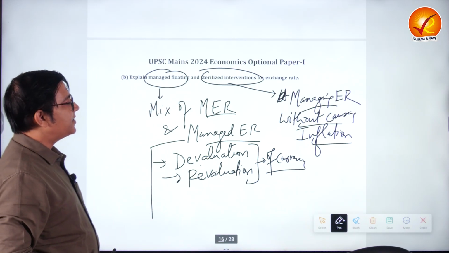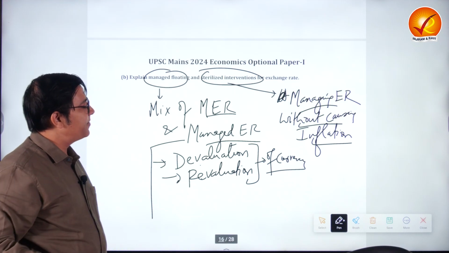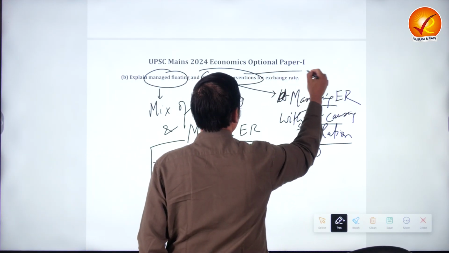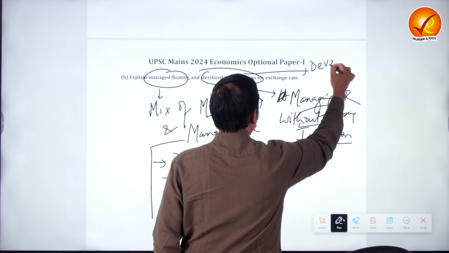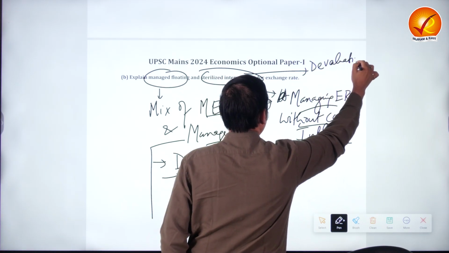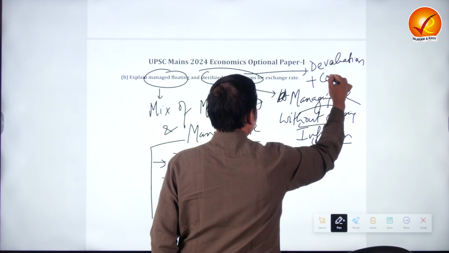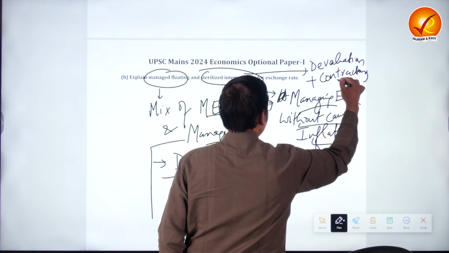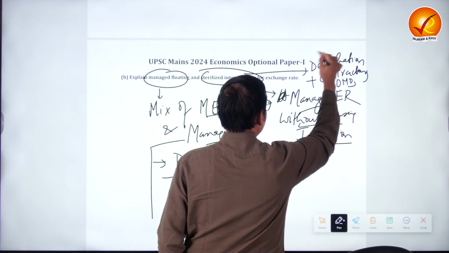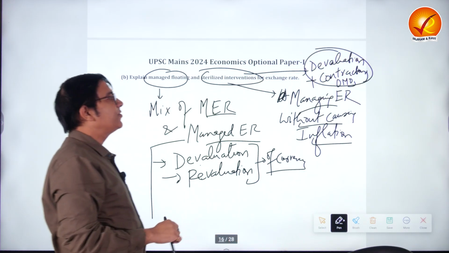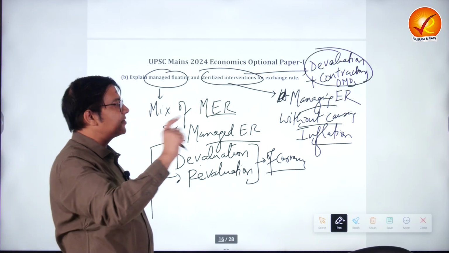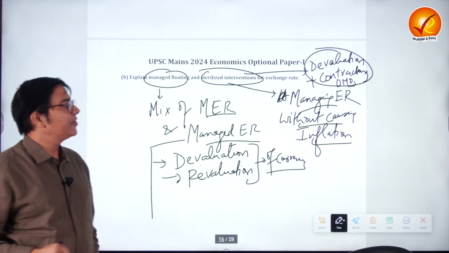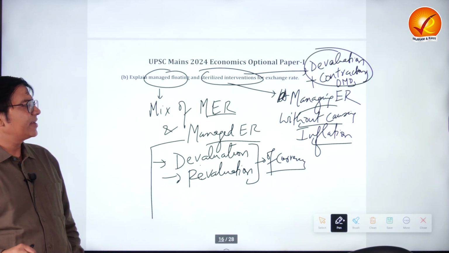So for that, what RBI or any central bank does is, when they are going for devaluation under sterilized intervention, they go for devaluation along with some contractionary policy, like contractionary open market operations. Like RBI, when it devalues currency, simultaneously it will also sell the government securities so that the liquidity can be absorbed and that doesn't cause higher inflation.